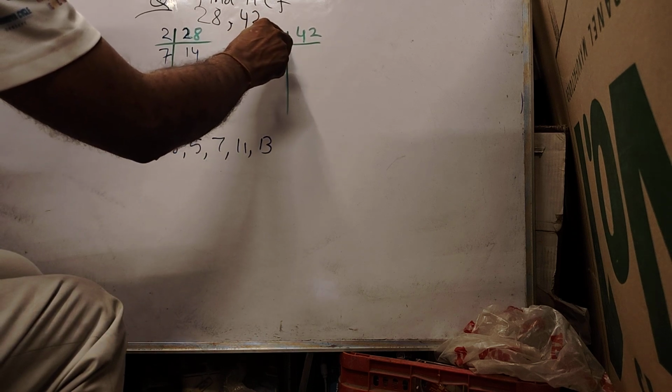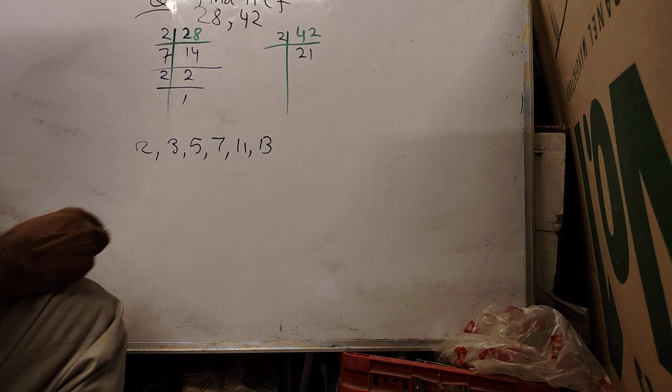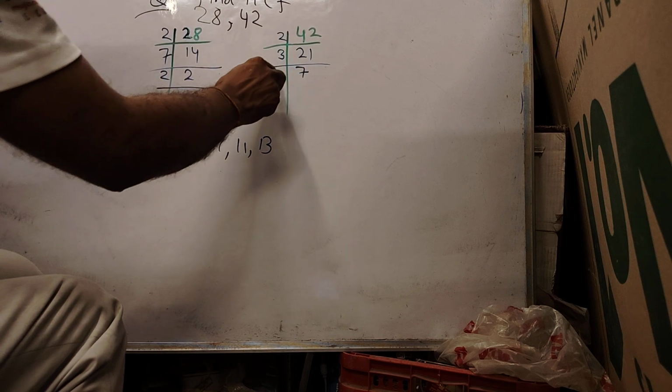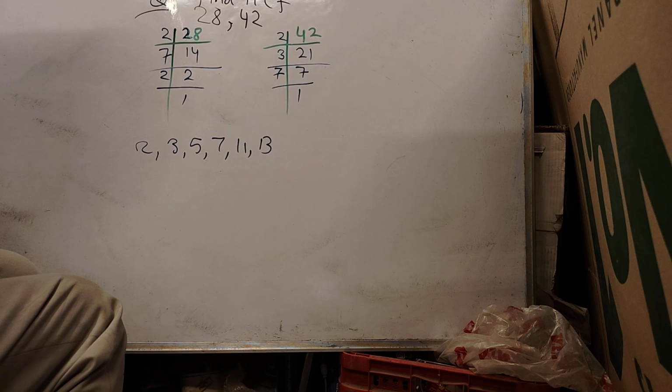Now come to 42. It is divisible by 2. In the rough work we get 21. Now 21 is divisible by 3, giving 7, and 7 divides by 7 one time. After finding these prime numbers, these are called prime factors.